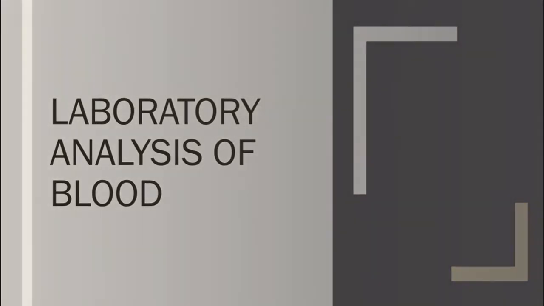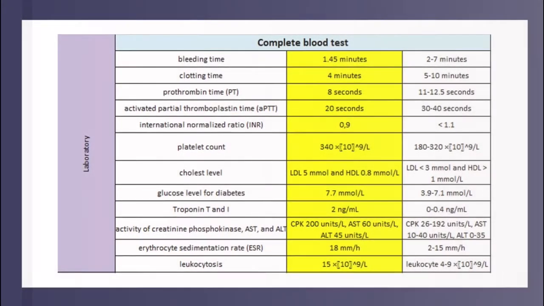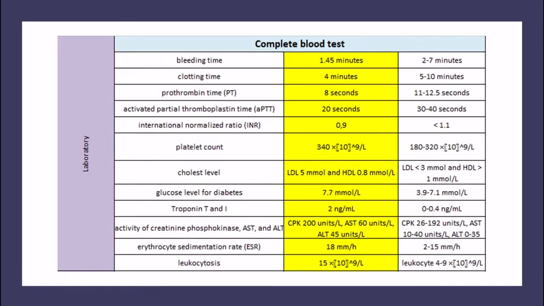We can conclude with the blood test that the patient has hypercoagulation disorder by observing the abnormal results in bleeding time, clotting time, and prothrombin time, for example. The results are lower than normal. Also, cholesterol and glucose for diabetes is not good, which will worsen the state of the patient. This information will be useful when giving the treatment for her.